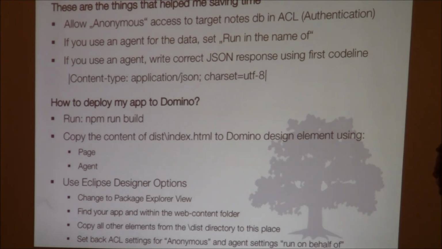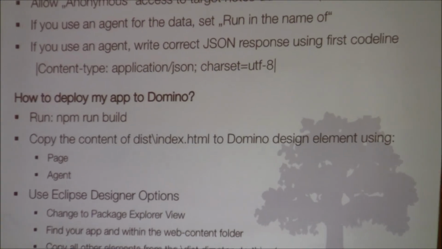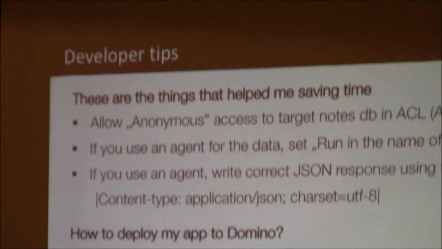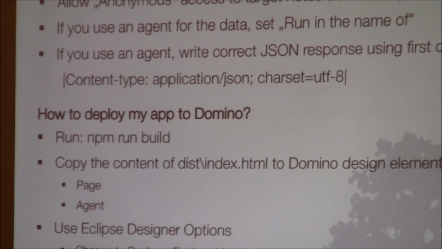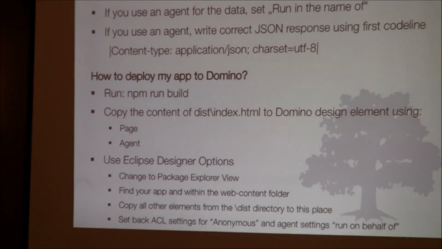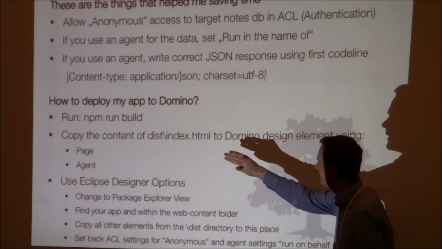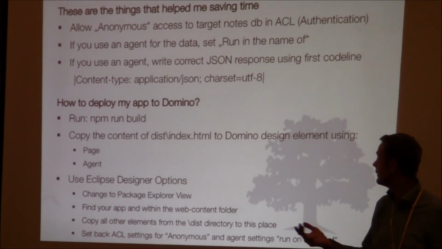These are the things on the Domino side. How to deploy? How do I get the data out? I run npm run build, and if I do so, I find all the created files in which folder? This folder. Thank you. I kept asking if someone is listening. And copy the contents of this index.html to a Domino design element.